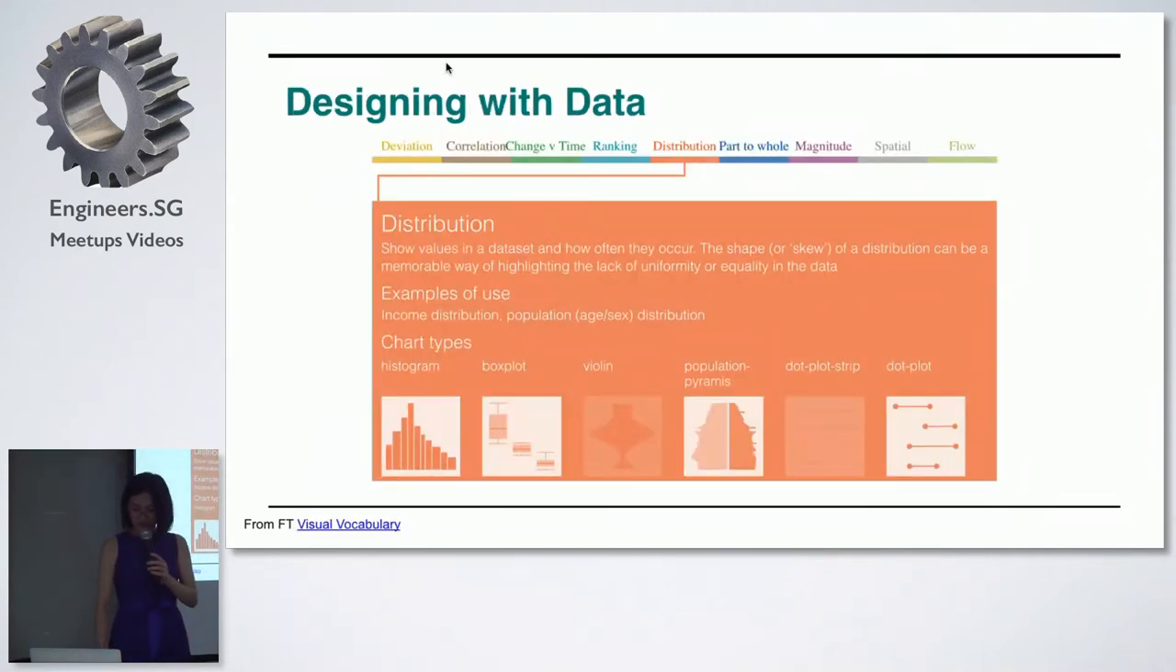There's this tool I want to point out. It's called Visual Vocabulary. You can select, for example, that you want to visualize a distribution, and it will give you some recommendations, also some use cases. For example, I select distribution here, and it's showing us you can use a histogram, box plot, population pyramid, or dot plot, all kinds of options, depending on your need.